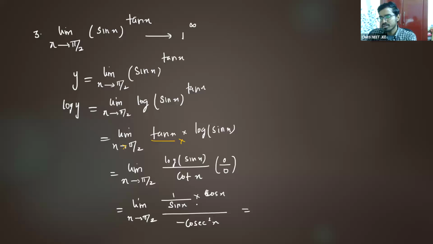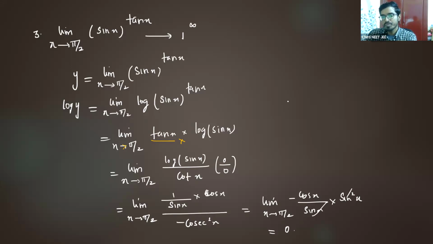cos x by sin x, right? Cos x by sin x is 1 by sin x into cos x. 1 by sin x cos x. Okay. So let us simplify this to some more extent, right? So we have limit x tending to pi by 2 cos x by sin x. This 1 by cosecant square x can be written as sin square x, right? This 1 by cosecant square can be written as sin square x. So this 1 sin x will get cancelled. So you'll be left with minus cos x into sin x.